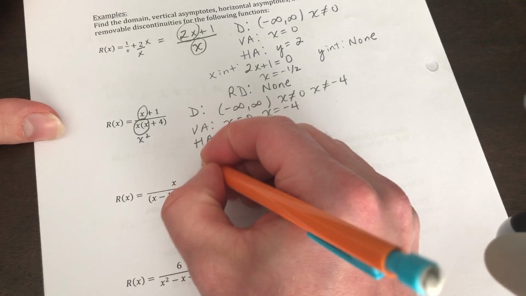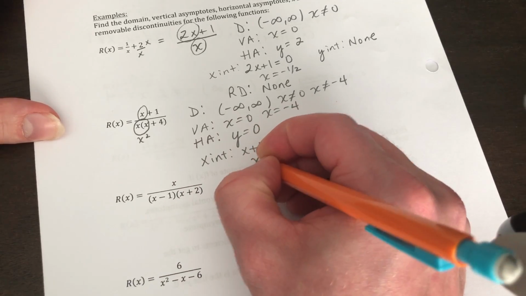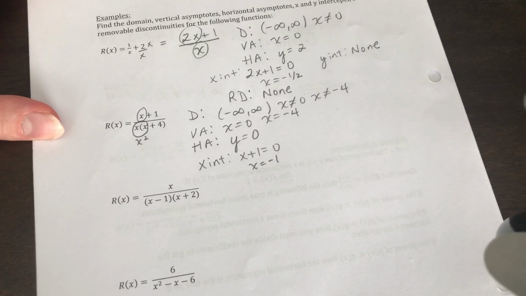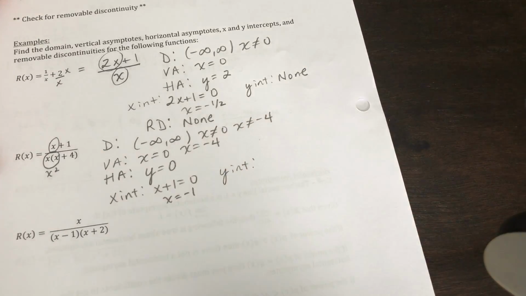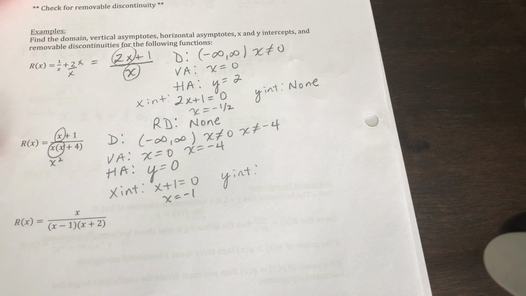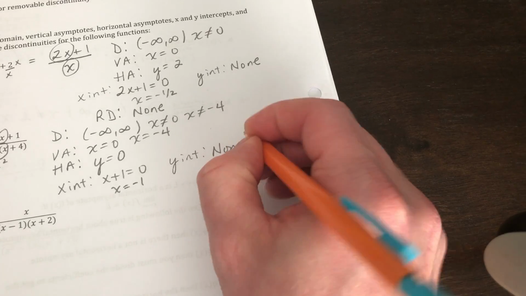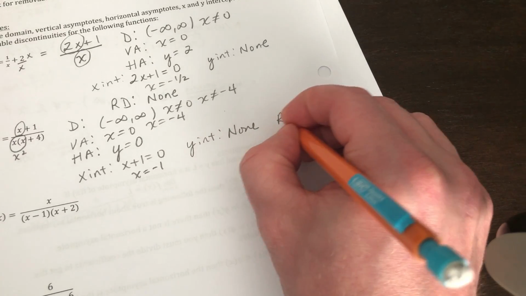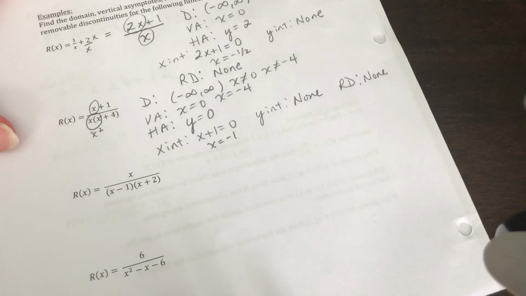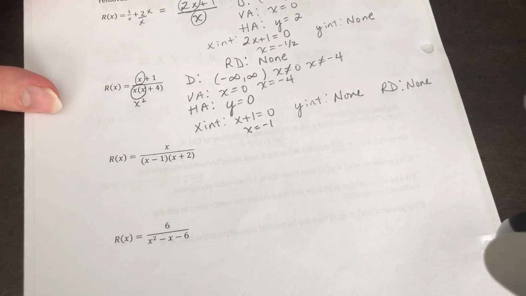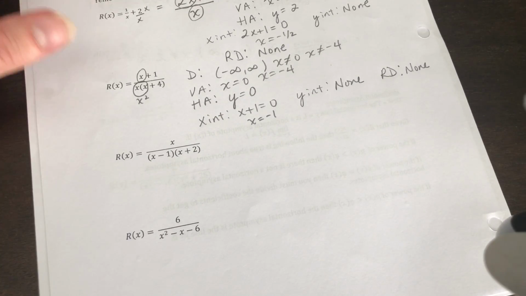Your x-intercepts, you set the top equal to 0. So you get x is equal to negative 1. Your y-intercept, you're going to plug in a 0 for x. So you can't do that because it's not in the domain, so this is none. And removable discontinuities are also none because nothing canceled top and bottom. Okay, so don't freak out if you don't have any removable discontinuities or y-intercepts. Just go with the flow on it.